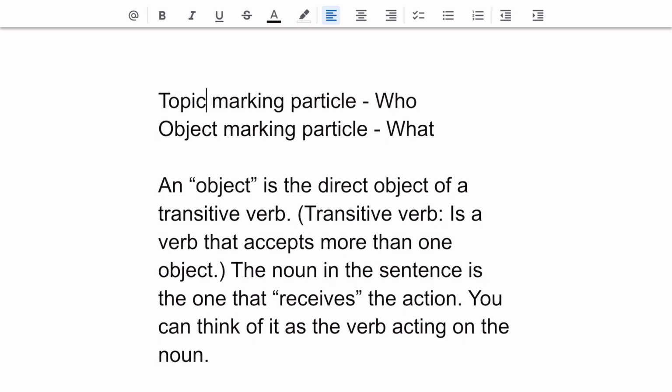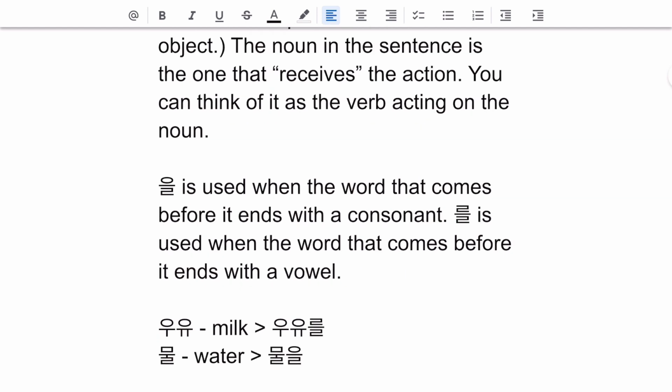So for example, if I'm eating pizza, what am I eating? I'm eating pizza. The action, the verb to eat, is acting on the pizza. And like any particle in Korean, only the nouns will get it. So the noun in the sentence receives the action.